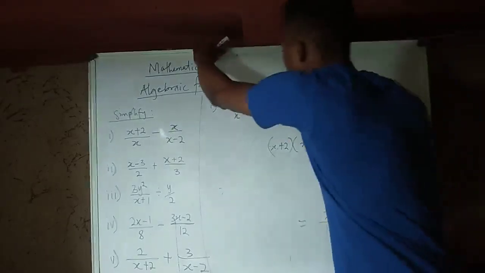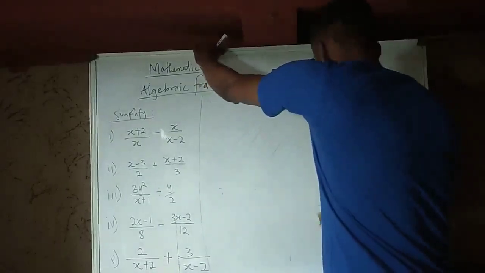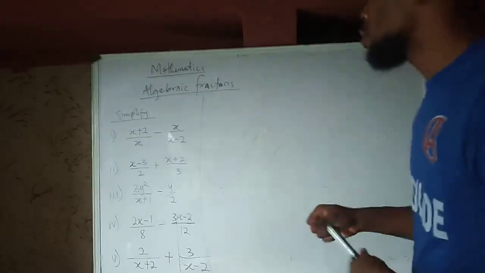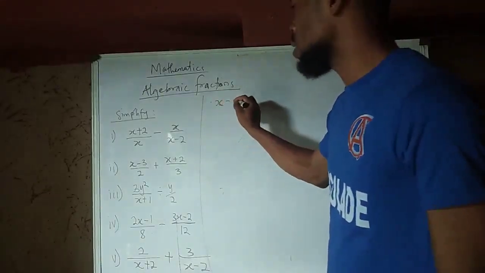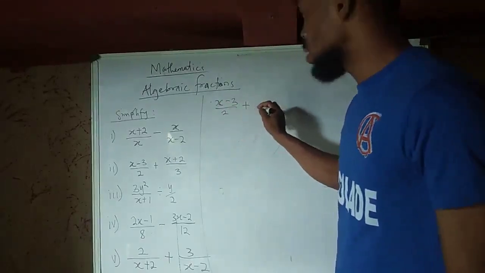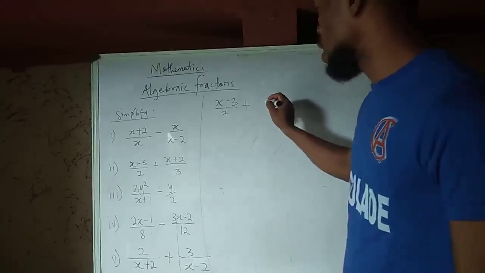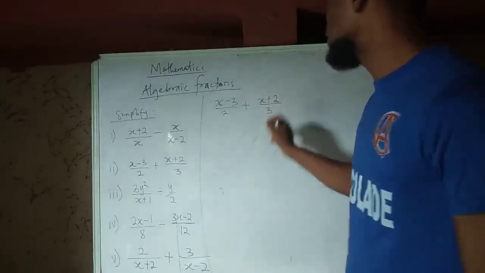Good. So having said that, I go over to the next problem. The next problem is, I think, much simpler compared to the first one. So here we have x minus 3 divided by 2 plus x plus 2 divided by 3.